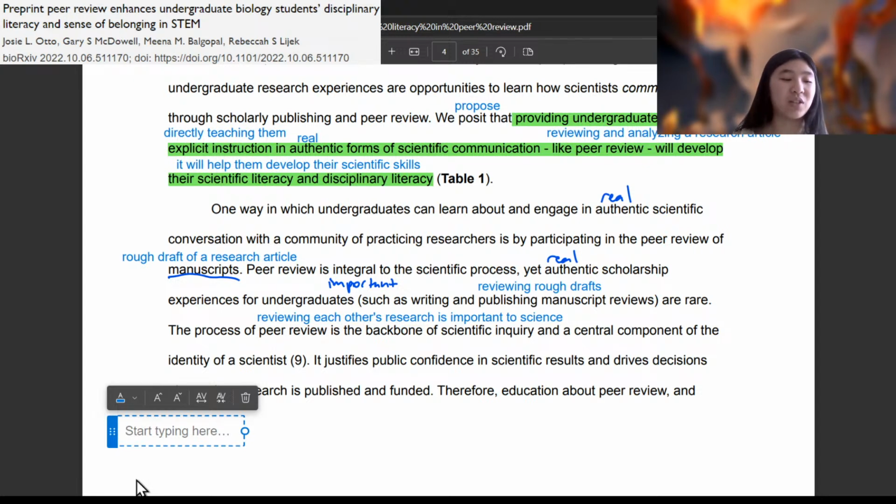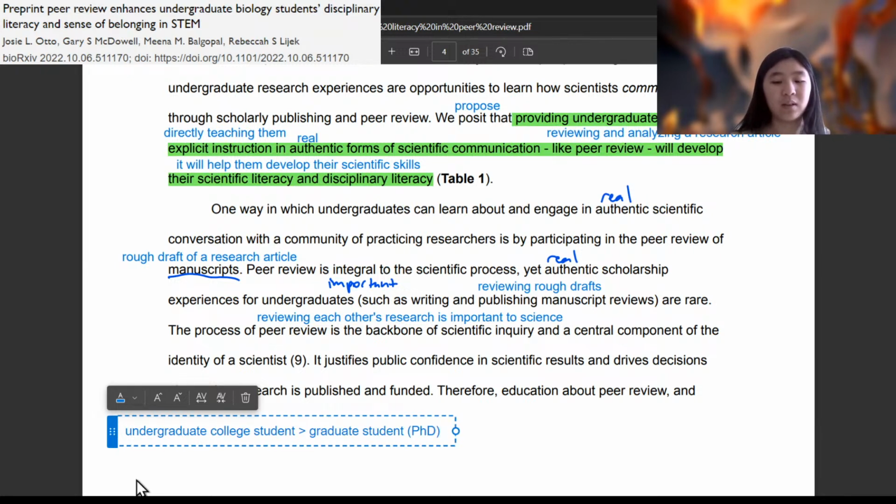So I guess the progression of the career of a scientist would go undergraduate college student, then you would graduate and become a graduate student, which is basically a PhD. Then you would graduate from a PhD and become a postdoctoral or postdoc.